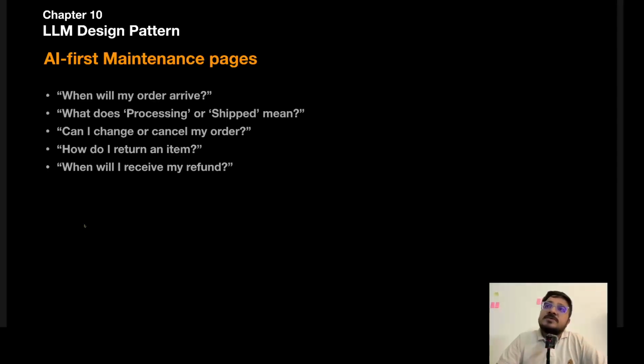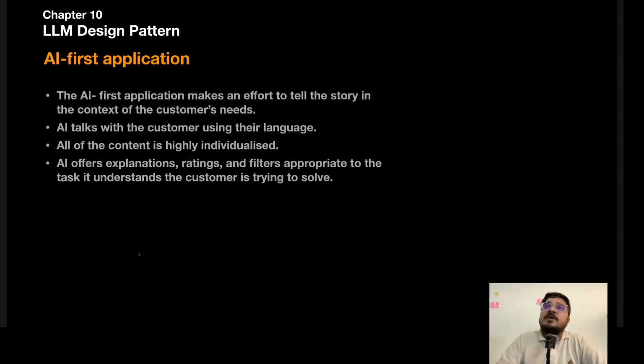And also if you see the maintenance page, you have these questions often, right? Like when will my order arrive, and what does processing or ship mean? Can I change or cancel my order? How do I return an item? When will I receive my refund? So all these questions could be answered easily with the help of AI.